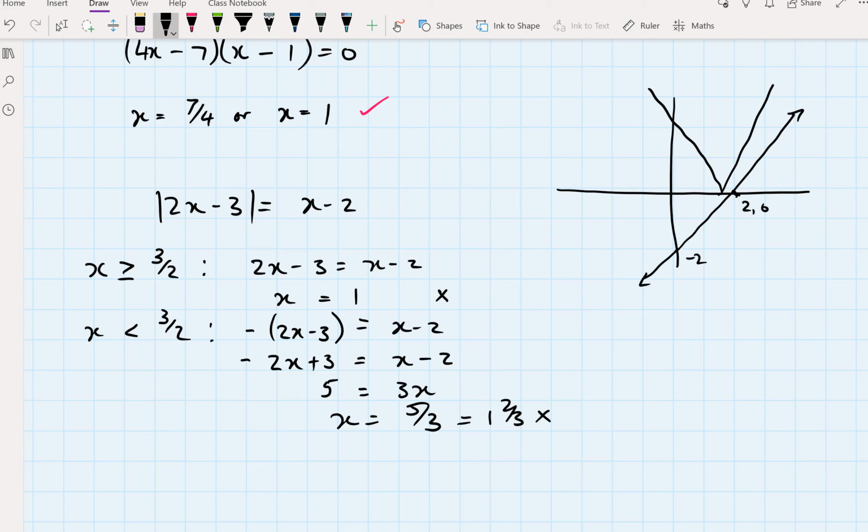So you've got to be careful. Sometimes you may end up with answers that don't work, rather than not correct. This is all logical following through, but we've just got to take into consideration the domains that we're working with.